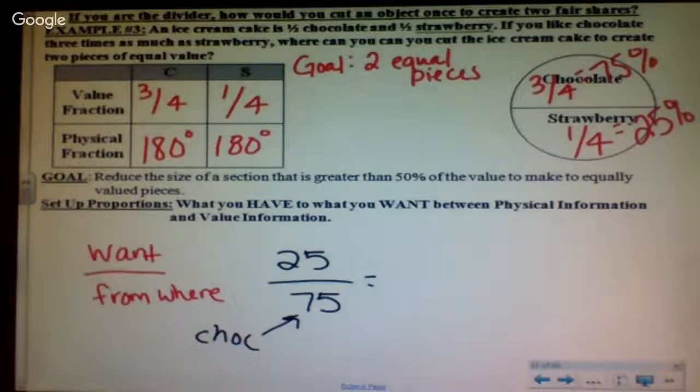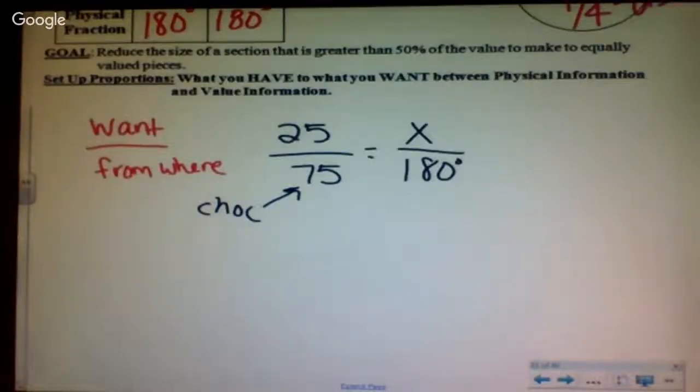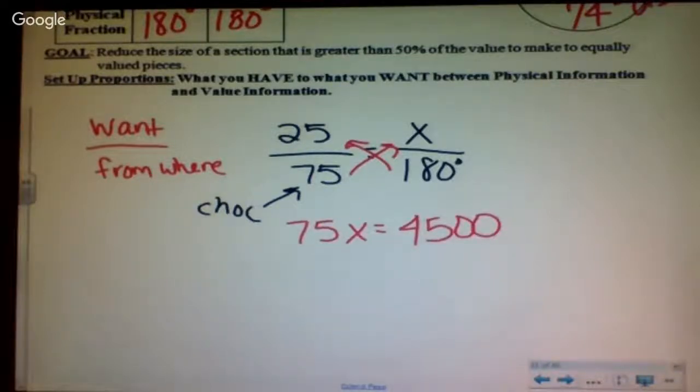How much chocolate is there to give away? 180 degrees. I have 180 degrees of chocolate to give away. I need to know how much of that I need to take. Cross multiply. So we make it an X. And yes, this is a proportion. So we cross multiply: 75 times X, 75x, equals 4,500. How do I get X by itself then? Divide by 75.